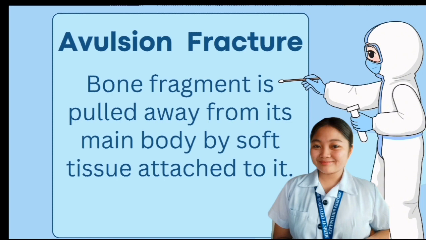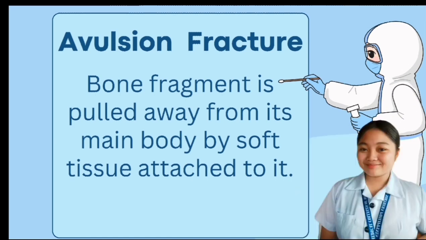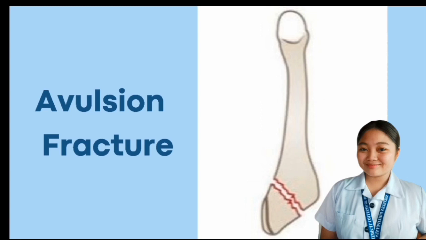Avulsion fracture: a bone fragment is pulled away from its main body by soft tissue attached to it. As you can see in the picture, if a piece of bone is pulled apart along with the tendon and ligament, we call it an avulsion fracture. Avulsion fractures are most common in sports like football, gymnastics, and other sports that involve sudden changes in direction.